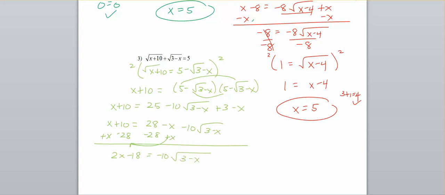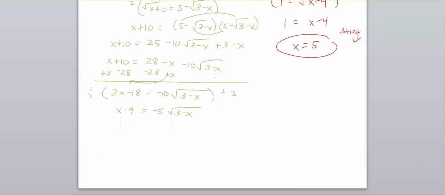All right, let's go ahead and divide all of those. Actually, I'm trying to think what would be the easiest for you guys. Let's divide everything by 2. Meaning if I take this whole equation and divide it by 2, left side and right side, that would give me x minus 9 is equal to negative 5 times root 3 minus x. And you don't have to do that, but if it's going to make my math a little simpler, I'm going to go ahead and do that.